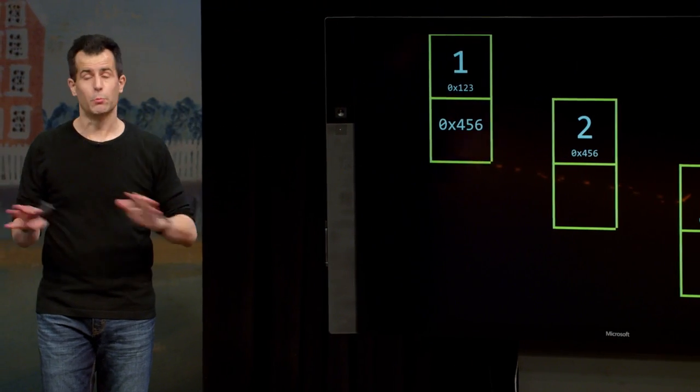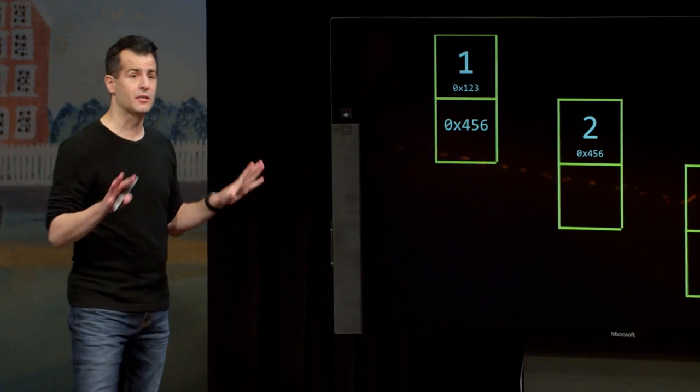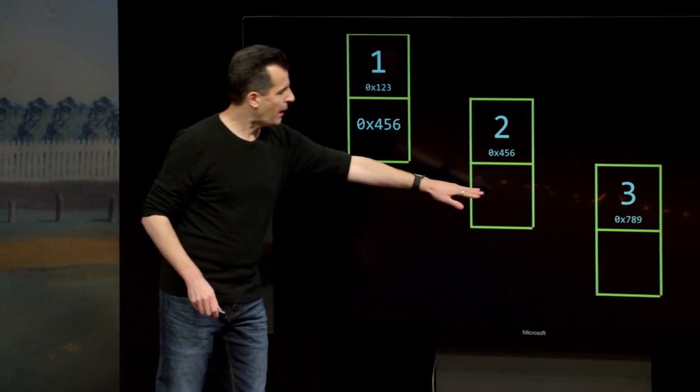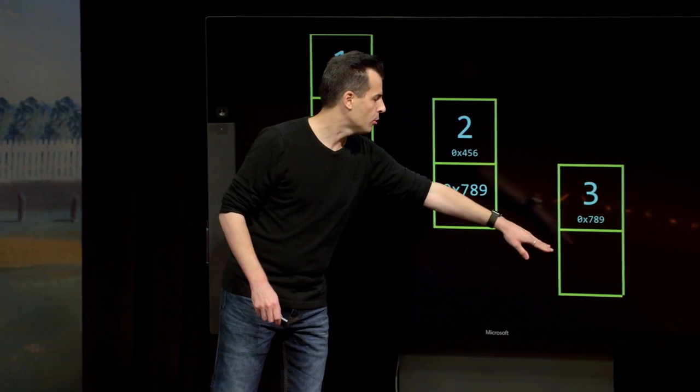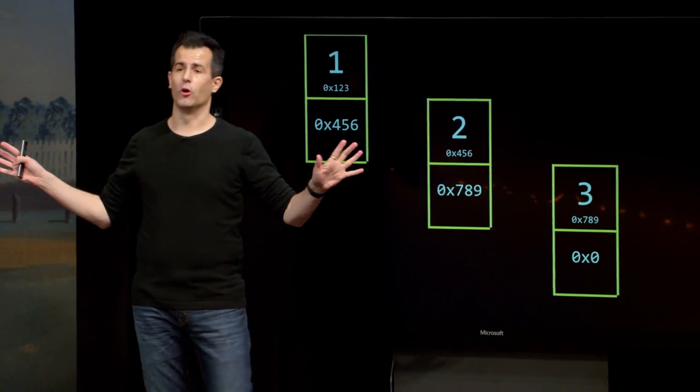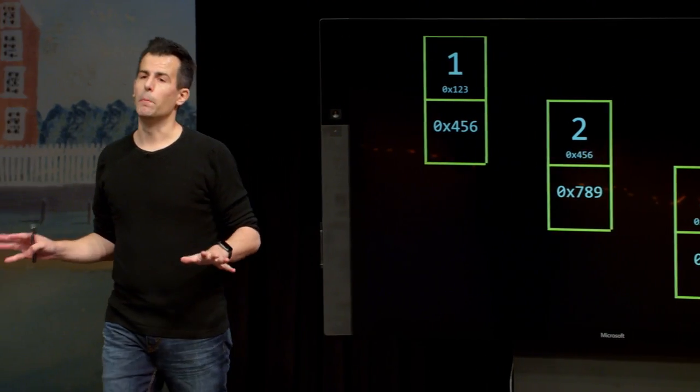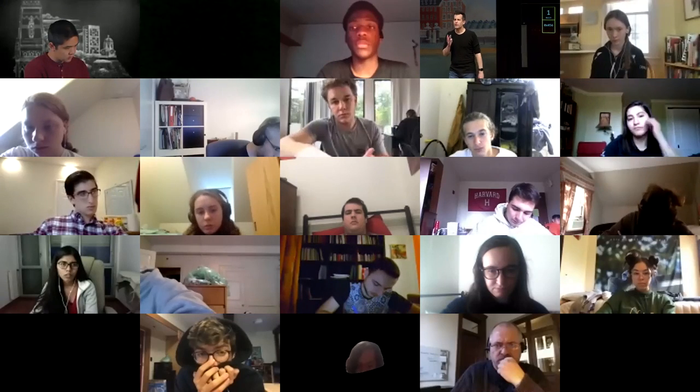Again, it's written in hexadecimal, but that's just the number. That's the address of somewhere else in memory. In this box, let me propose that I store 0x789. And in this box, let me arbitrarily say 0x0, which is just all 0 bits. Now, why have I done this?